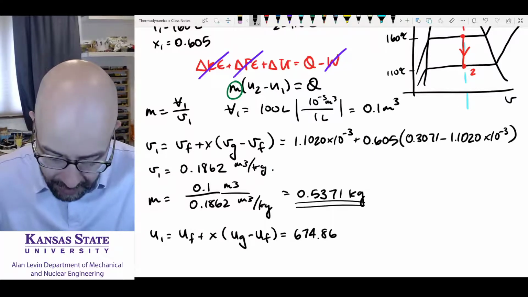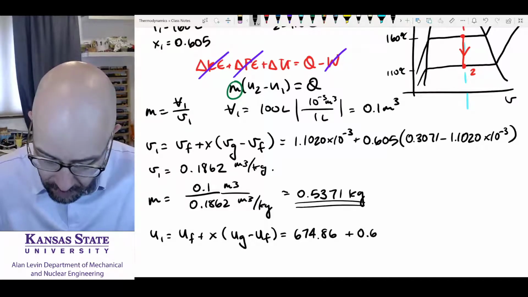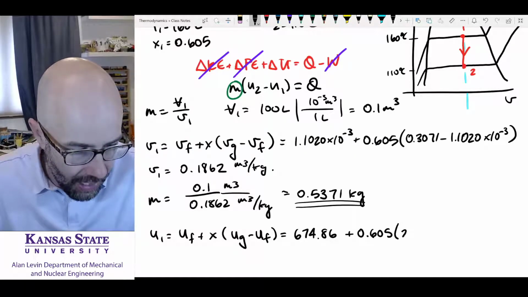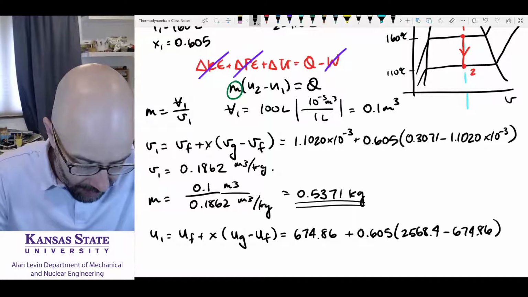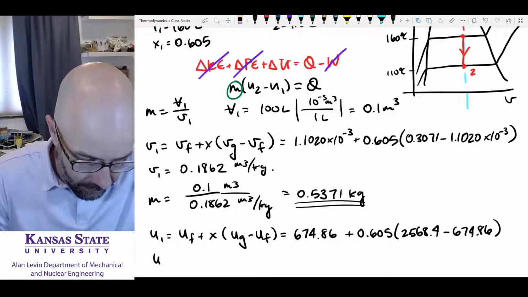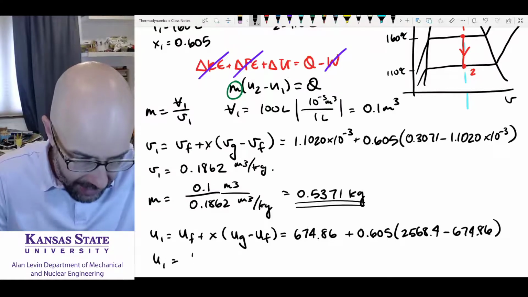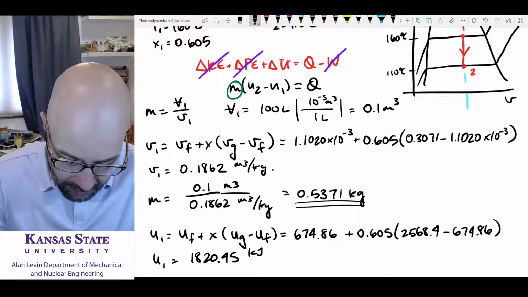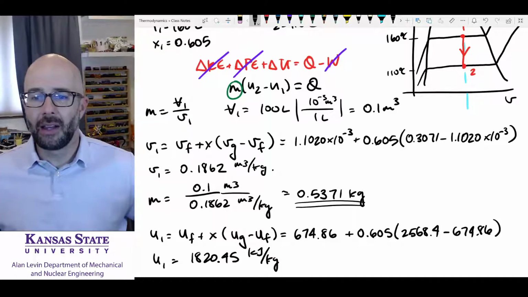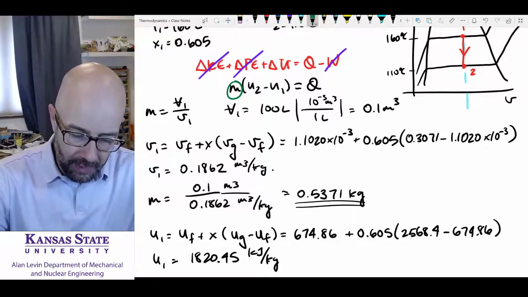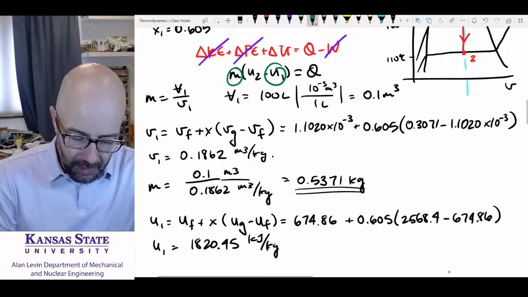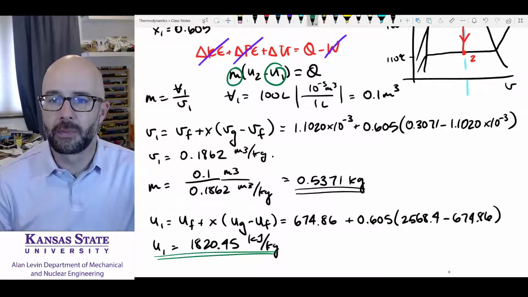674.86 plus 0.605 times 2568.4 minus 674.86. And I can find that my internal energy at 1 is going to equal 1820.45 kilojoules per kilogram. And that makes sense, about halfway, a little bit more than halfway along that line. And so that gives me U1, and this is going to be another intermediate calculation.